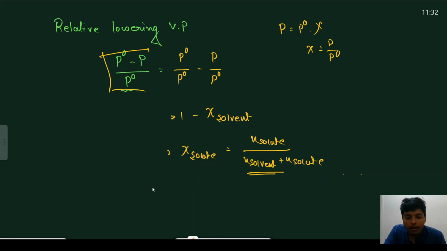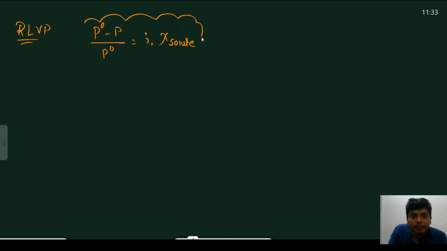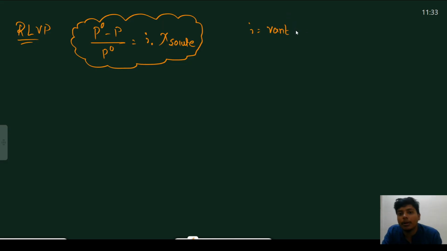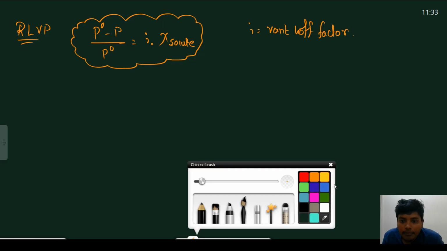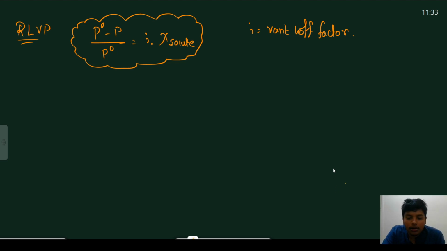So actually, what is the formula I am writing here? Relative lowering of vapor pressure is equal to P naught minus P by P naught is equal to i into mole fraction of solute. Now you will ask, sir, what is i? i is called the Van 't Hoff factor. This we will learn at the end, after all the properties. Just remember i is the Van 't Hoff factor. Okay, clear?